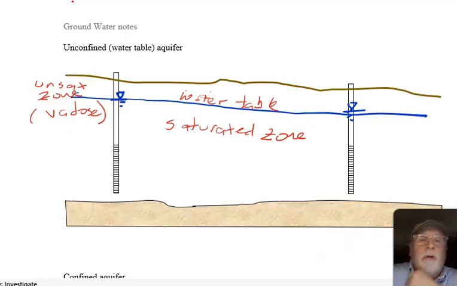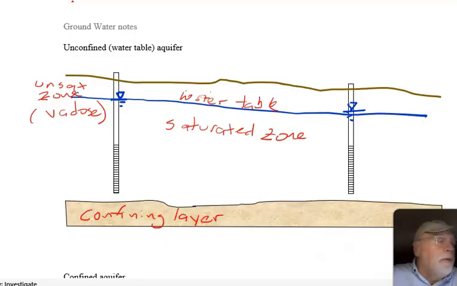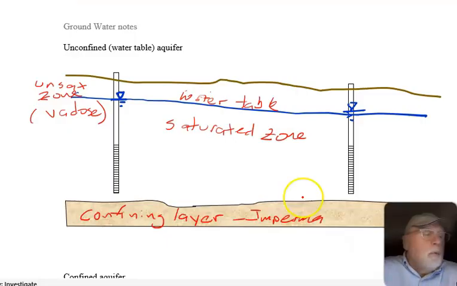So this is what we call an unconfined water table. I mean, it's not confined at the top. It is confined at the bottom. So at the bottom, we have the confining layer. This is rock or clay that will not let water through. We say it's impermeable, not permeable. We might also call that an aquiclude. This is a water table aquifer. So if it has a water table, it's unconfined, and in a minute we'll talk about a confined aquifer.